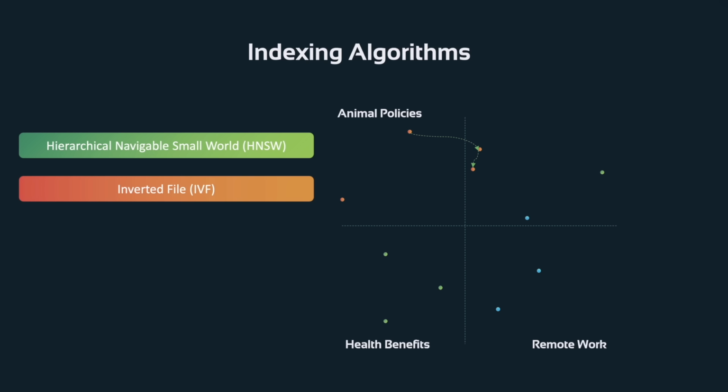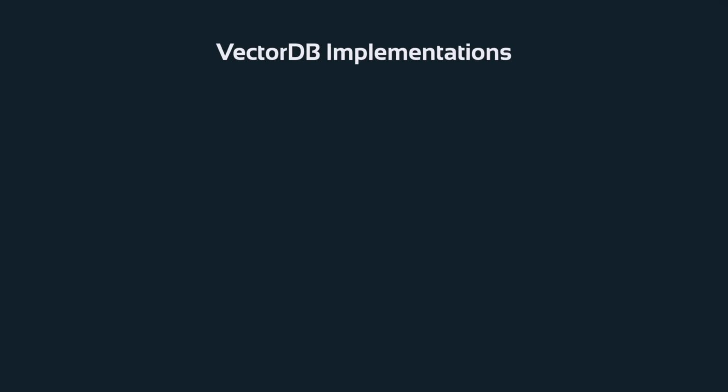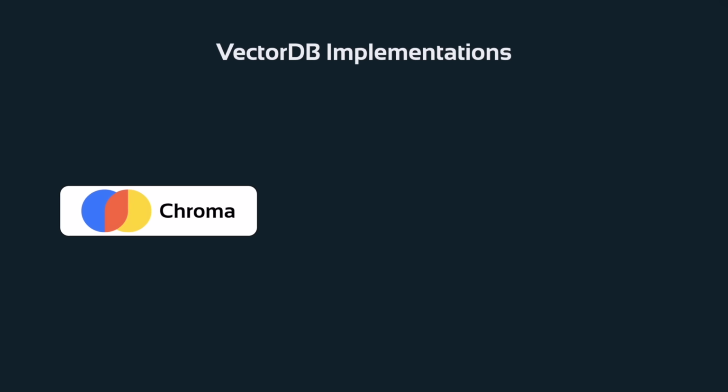IVF, or inverted file, and LSH, or locality sensitive hashing, are other examples of the same. Let's now look at some of the popular VectorDB implementations. Chroma is perfect for learning because it's open source and Python friendly. We can install it on your computer and start experimenting immediately. It's free, which makes it great for students and small projects.